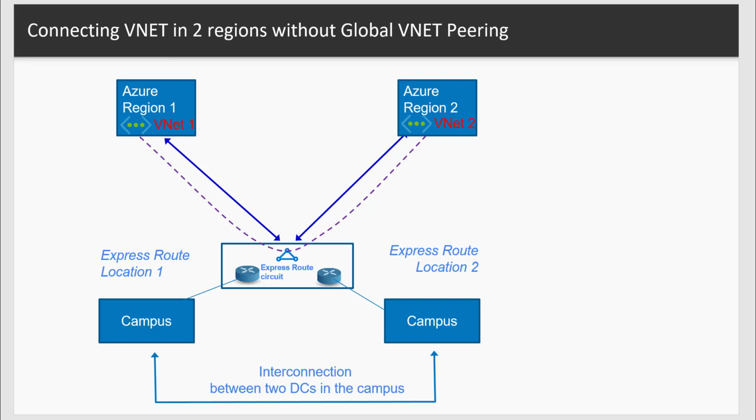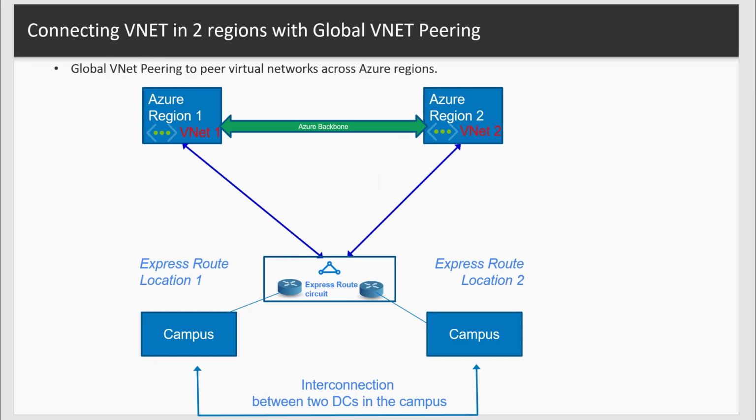Let's look at how this same solution would look through global VNet peering. In this example, it's the same network. All we are doing now is connecting VNet 1 and VNet 2 through global VNet peering. As you can see, there is no traffic going through the ExpressRoute circuit. All the traffic stays within the Azure backbone itself.